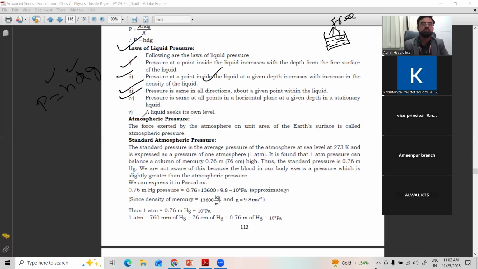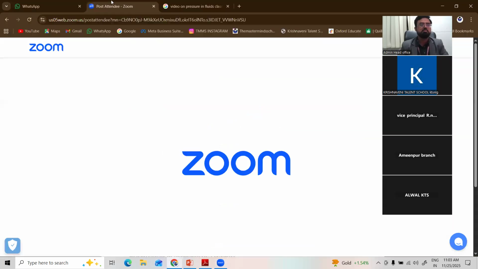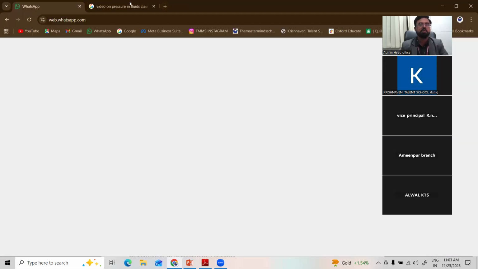A liquid seeks its own level. The level may change, whether it is a lower level, upper level, or medium, and depending on that, the pressure changes. So the mathematical formula given, P is equal to HDg, is concluded in the form of the laws of liquid pressure. So before going to atmospheric pressure and standard pressure, I will show a simple small video on pressure, right?